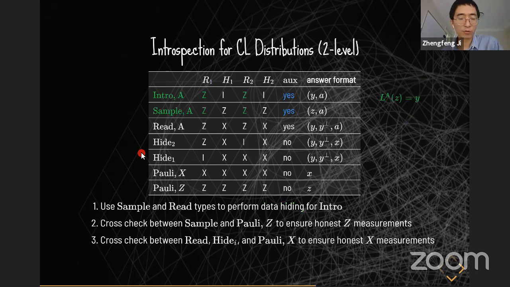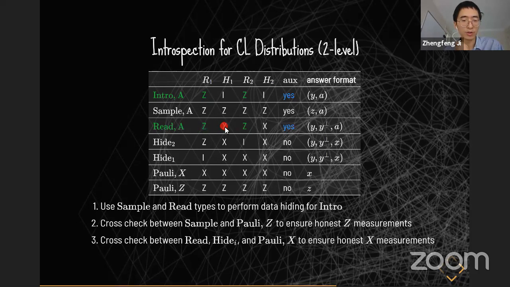So let's see what we need to check. So the first, we do a cross check between intro and sample. We would maybe send intro A to Alice and intro sample A to Bob. And these colors are where we check. So the Z measurements on this register should agree, and the answer they have also should be the same. So from this information Z, you can compute by the conditional linear function A to get Y, and also the answers are the same. And then you check that this Z measurement in sample is honest by cross-checking this with the poly type of question.